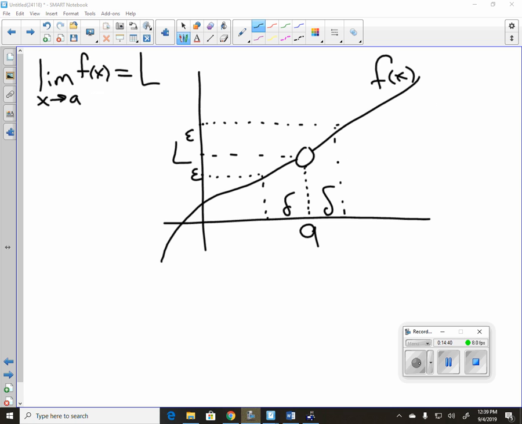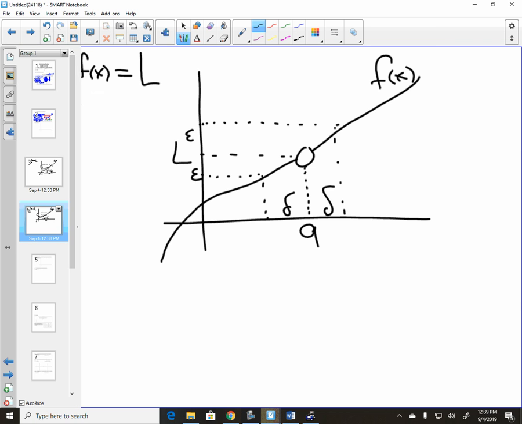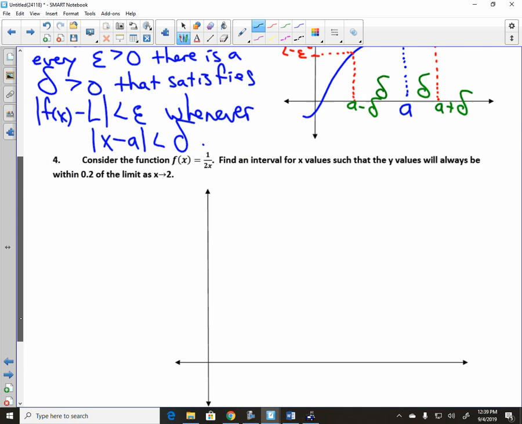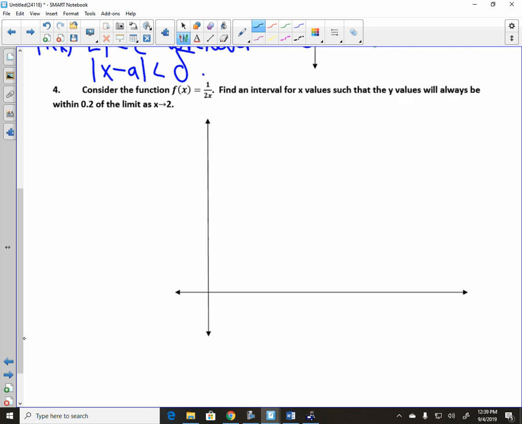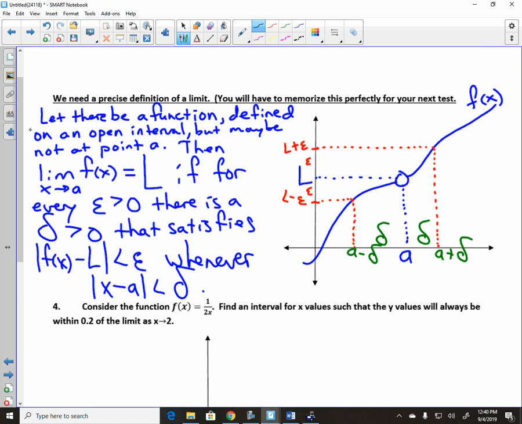Let's try it. Take out your notes. Let's give one a shot. It says, consider the function f of x is equal to 1 over 2x. Find an interval for x values such that the y values will always be within 0.2 of the limit as x goes to 2. This is the idea, folks.